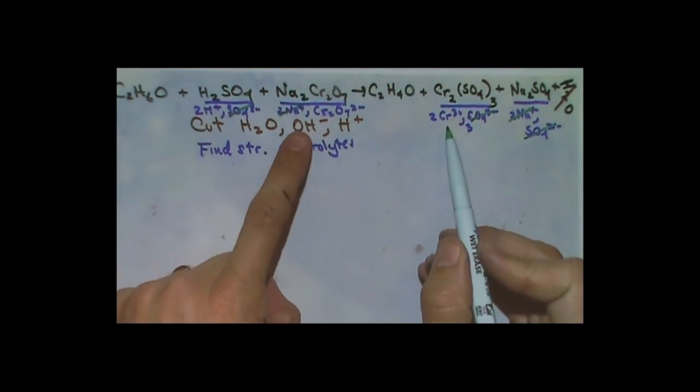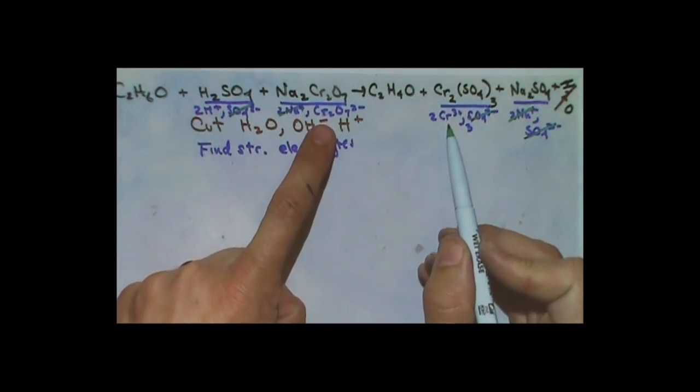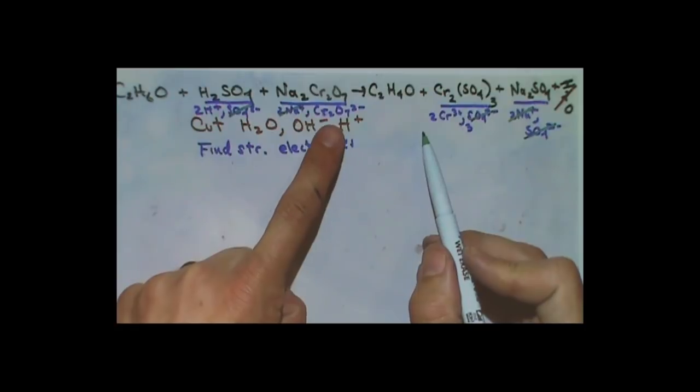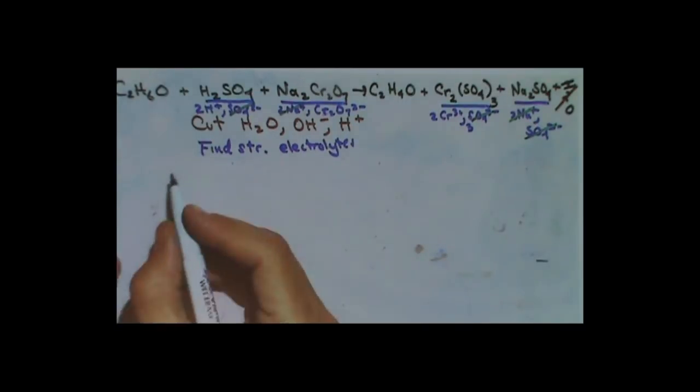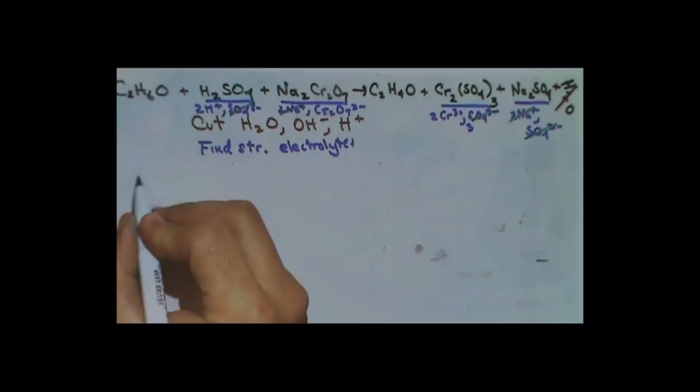I cannot cancel the chromium because the chromium is in 2 different species. So it's different, Cr3+ versus Cr2O7 2-. I think that's all I can cut right now. Okay, now I'm going to write down what I have left over. So let's do that. What's left over?